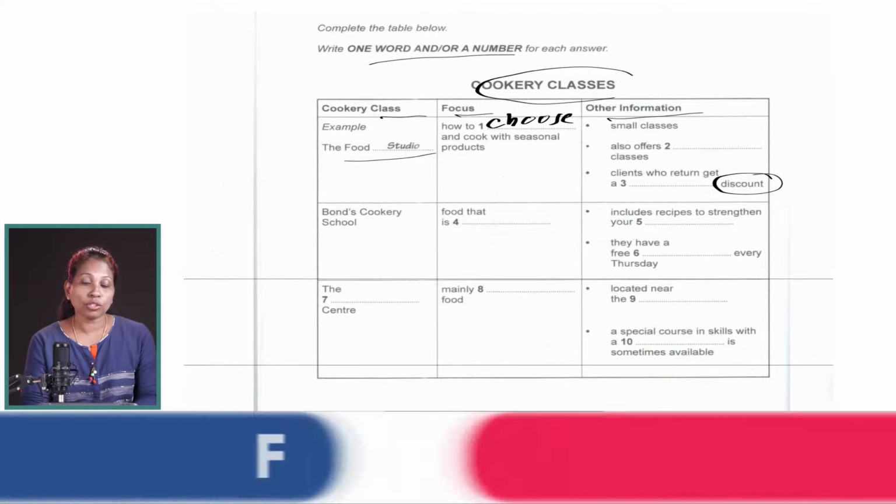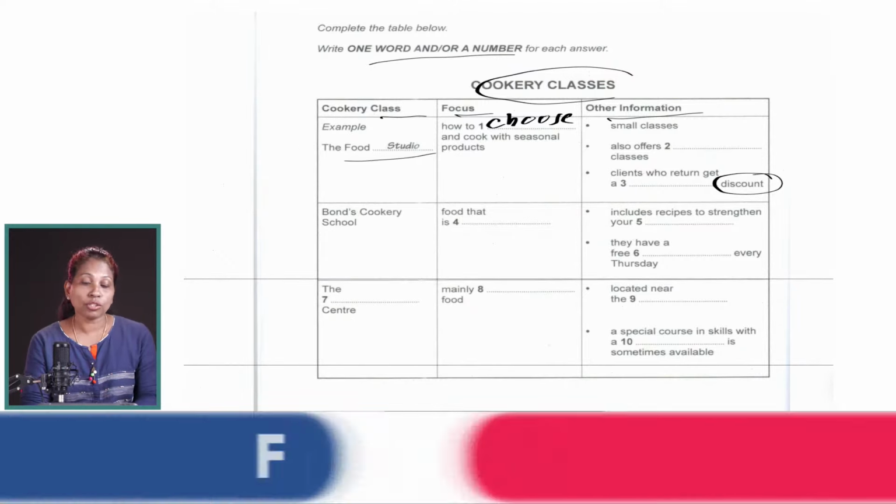Next, it says clients who return get a dash discount, right? Like I told before, it will most probably be a number. They must be giving a discount percentage. Mostly discounts come as a percentage. So we will check if it's a percentage and what percentage, or if it's a number, then this much with the currency unit, maybe something like that. For that we have to check. When you listen to the audio, you know you're looking for a number, right?